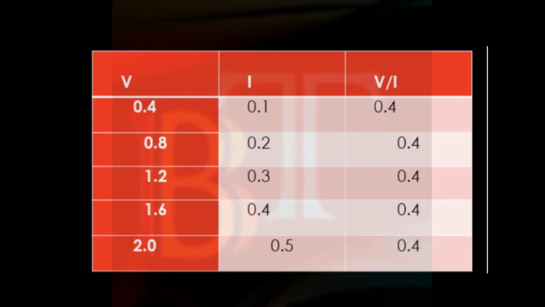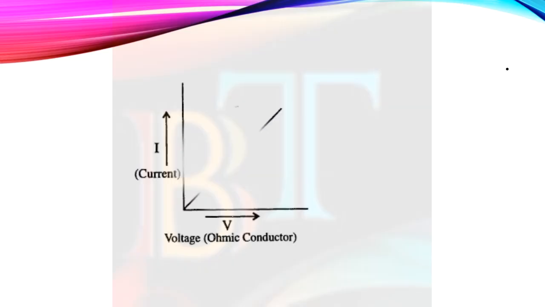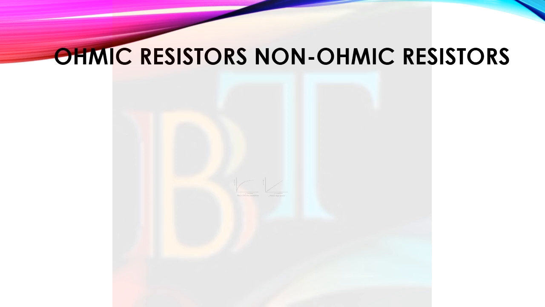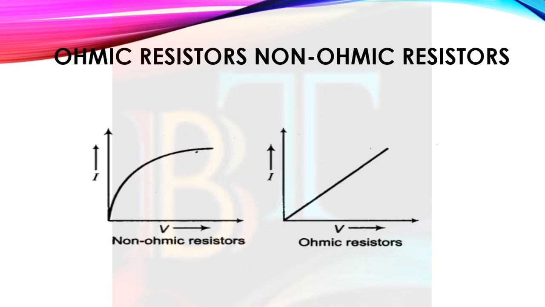For a metallic conductor, the ratio of V by I is constant for all values of V and I. So, if we plot a graph by taking current against y-axis and potential difference against x-axis, it is called IV graph, and the IV graph of all ohmic resistors is a straight line, but the slope of the graph, that means y-axis by x-axis, gives the conductance of a conductor. So here also for ohmic resistors, IV graph is linear.